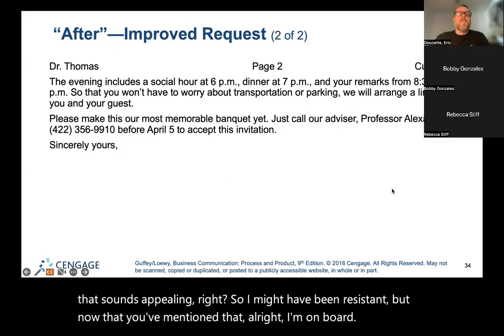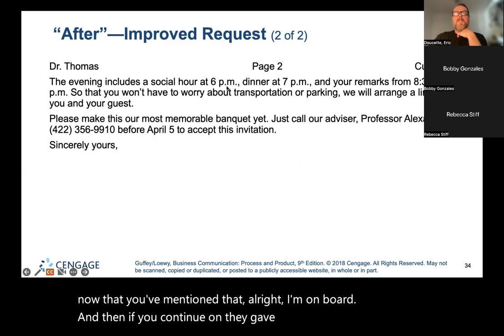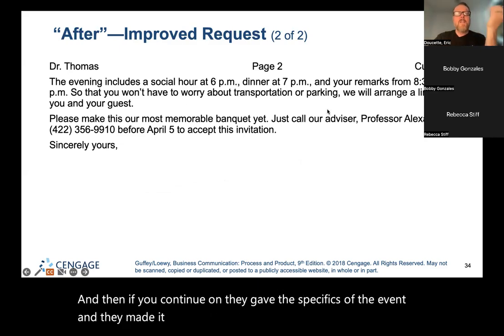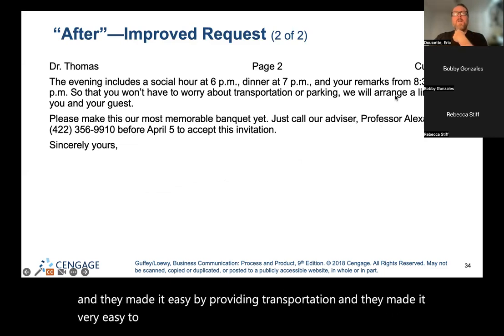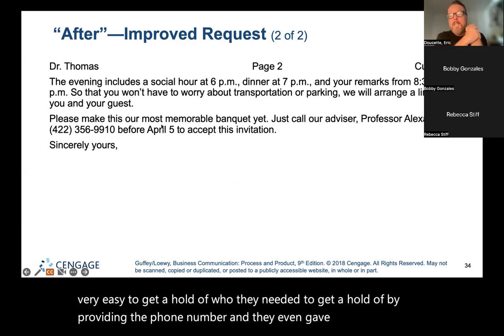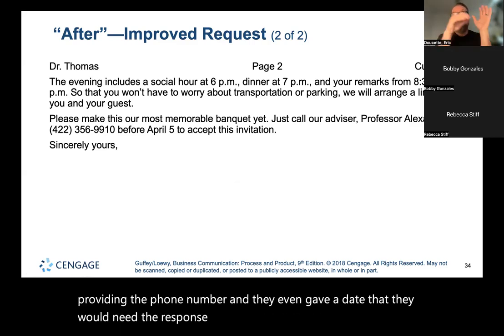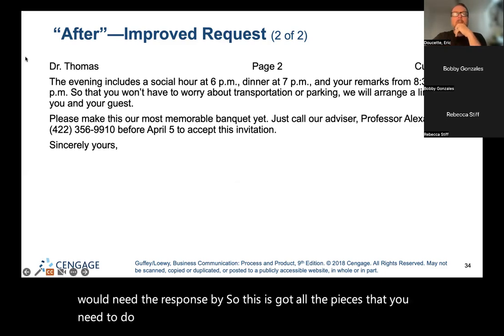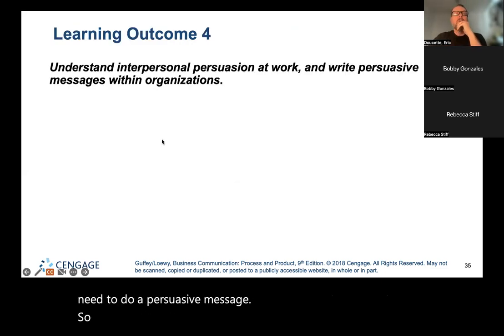And if you continue on, they gave the specifics of the event, and they made it easy by providing transportation, and they made it very easy to get a hold of who they needed by providing the phone number. And they even gave a date that they would need the response by. So this has all the pieces that you need to do a persuasive message. So I thought I would show you that.